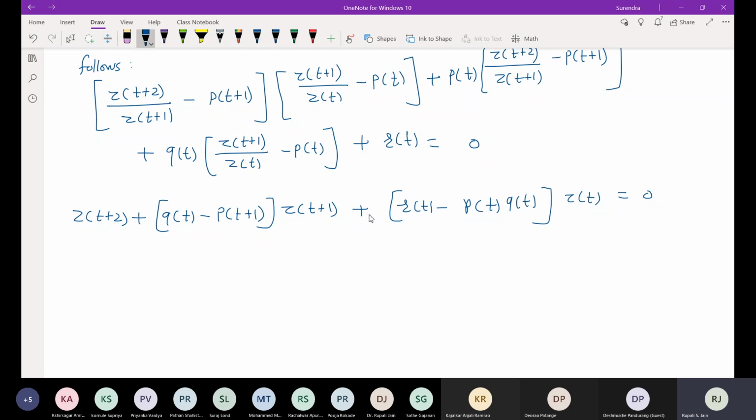Are you getting this? Are you getting this after simplification?